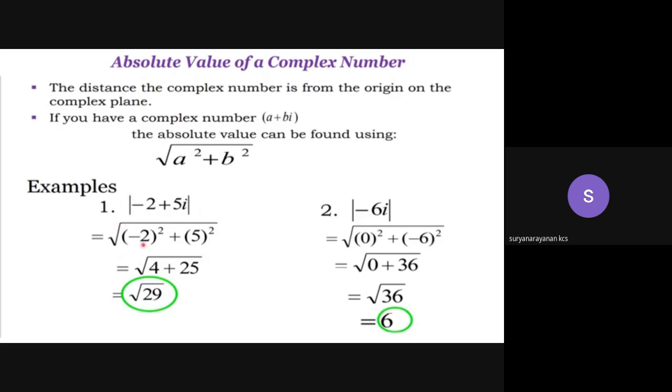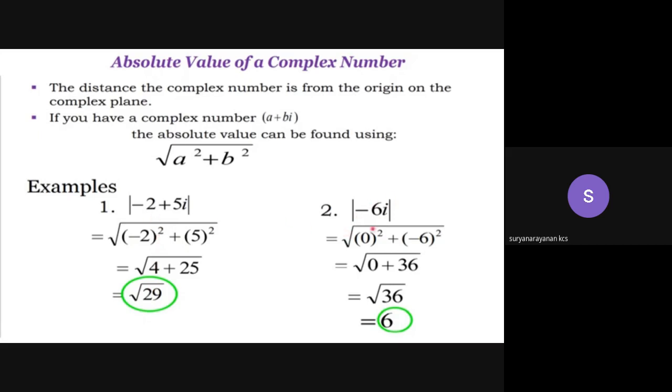Square root of minus 2 whole square plus 5 whole square, because here minus 2 is the real part and 5 is the imaginary part. Okay, my children? Right. Then we find square root of 29. This is the absolute value of this complex number minus 2 plus 5i.